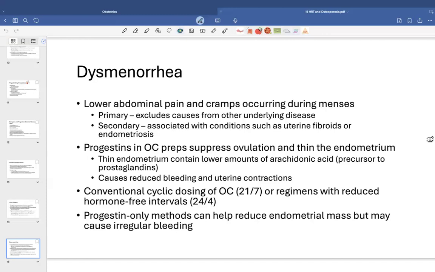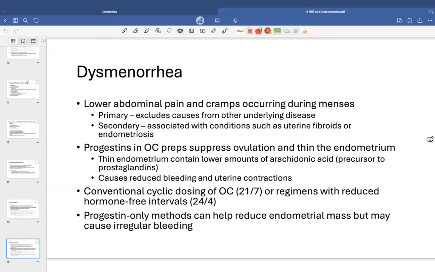How we approach this is pretty much like with typical oral contraceptive regimens like the 21/7 dosing, where you have active pills for 21 days and 7 days of placebo, or you can extend out the active dose for 24 days with a 4-day placebo.